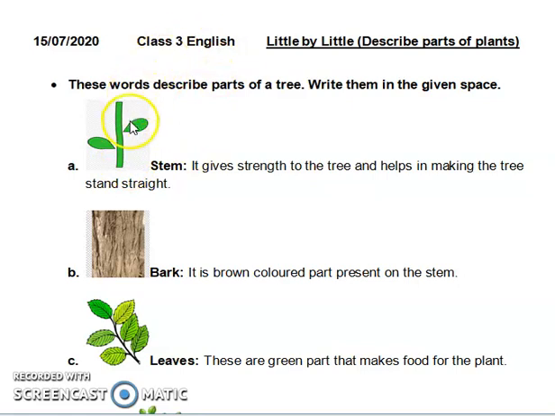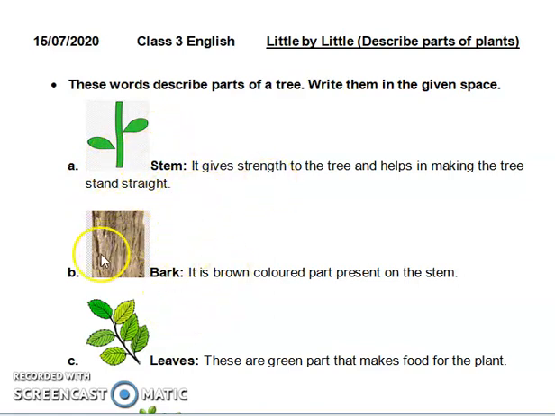Let us discuss the first one. Part A is stem. You can see this picture. Easily you can make out what is stem. Stem part, it is above the ground. It is the strongest part. It gives strength to the tree and helps in making the tree stand straight. So this is basically the strongest part of the tree that helps the tree to stand strong. If this becomes soft, then the tree would not be standing.